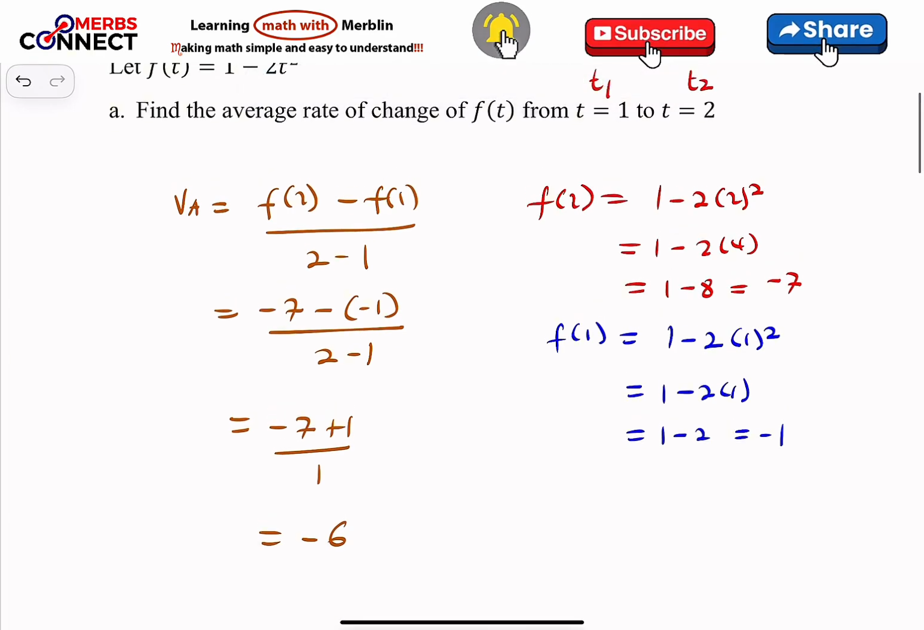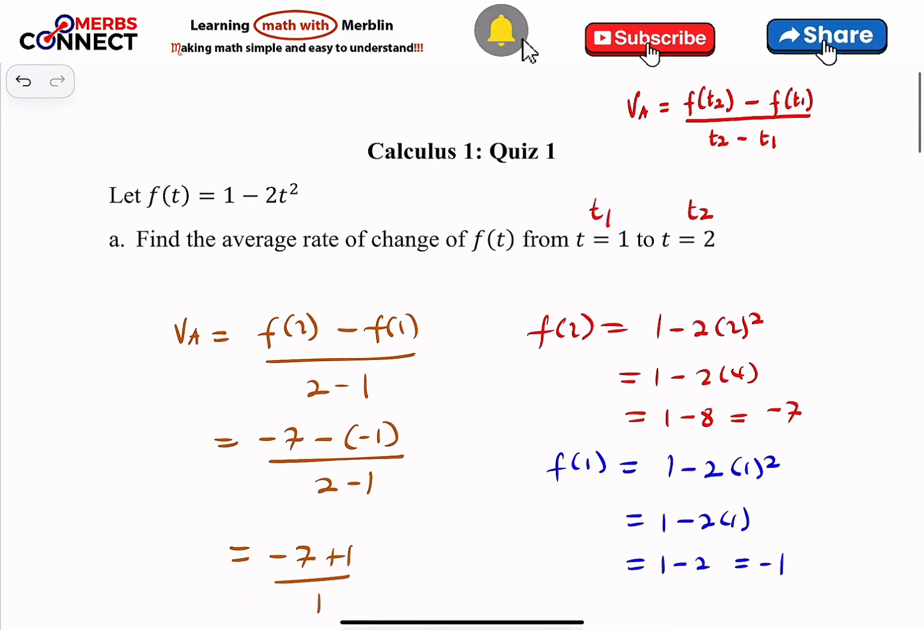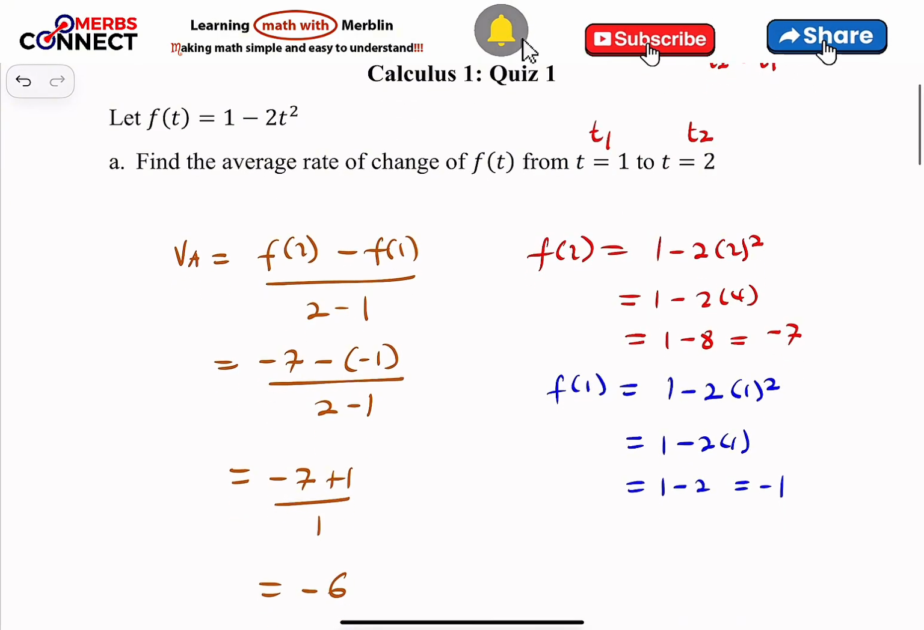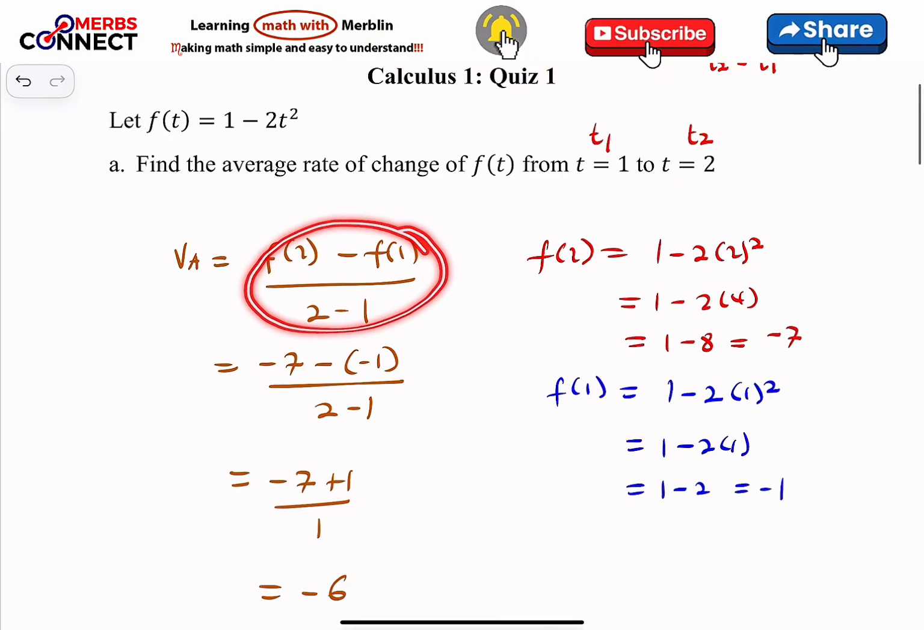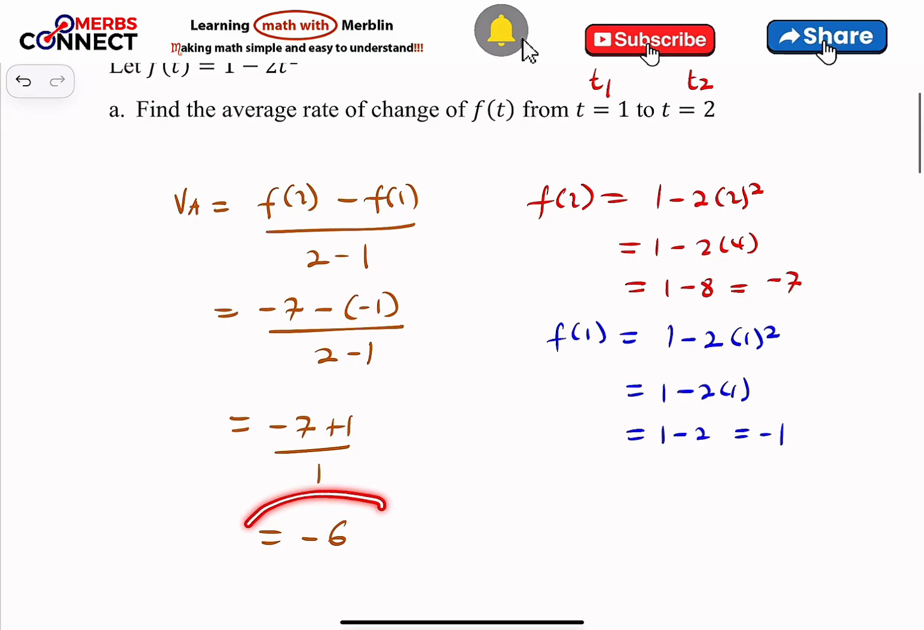So what did I do here? I first needed my formula. Then I assigned this one to be T1 and this one to be T2. Then I just did substitution, plugging in t is equal to 1 and then t is equal to 2. I needed to find f of 2 and then f of 1, and then I went through the solution to get this. So this is what you are going to do.